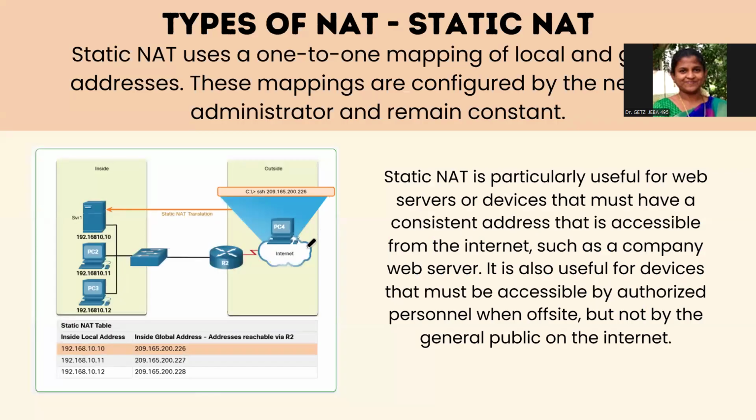So what are the types of NAT? One is a static NAT. So static NAT is one-to-one mapping, right? So static NAT is particularly useful for web servers or devices that must have a consistent address. Okay, such as the company's web server, it should always go out with only one IP address. So here the static NAT, see this table, 10.10 is always translated as 209.165.200.226. Similarly, 10.11 is always translated as 200.227 and 10.12 is always translated as 200.228. Right? So this is an example of a static NAT.